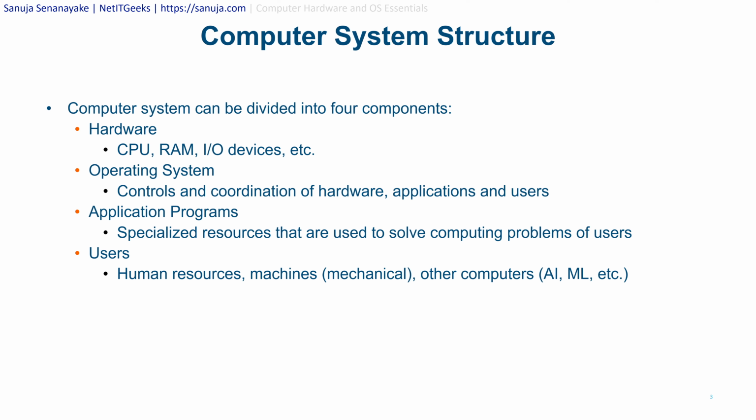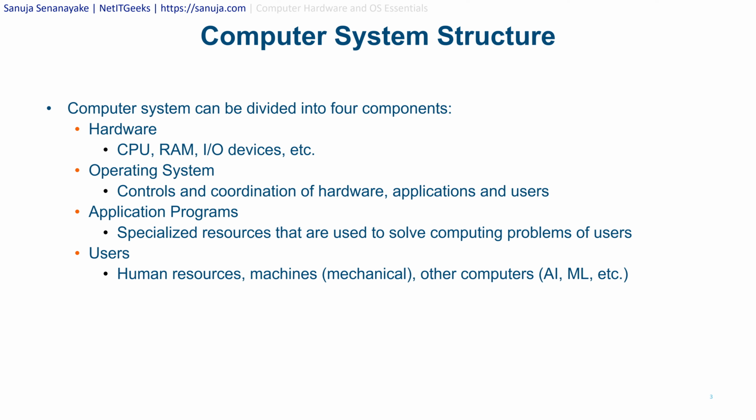For example, you use word processing to solve the problem of how to get a typed document into a computer, and you may use something like Adobe Photoshop or some other photo editing application program to edit a photo. If you want to edit a video like this one, you will use software such as DaVinci Resolve, or you will use a program like VLC player to play a video clip that you would like to watch, right? So application programs are basically specialized resources used to solve the computing problems of users.